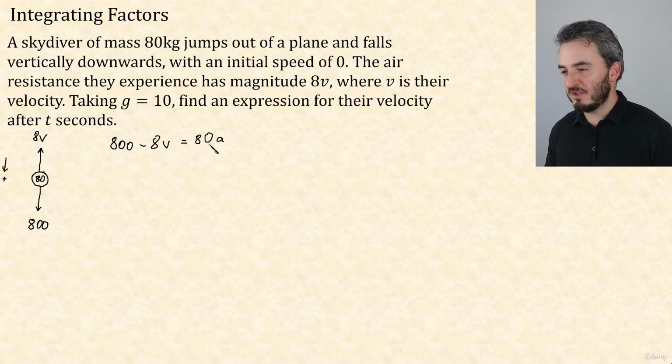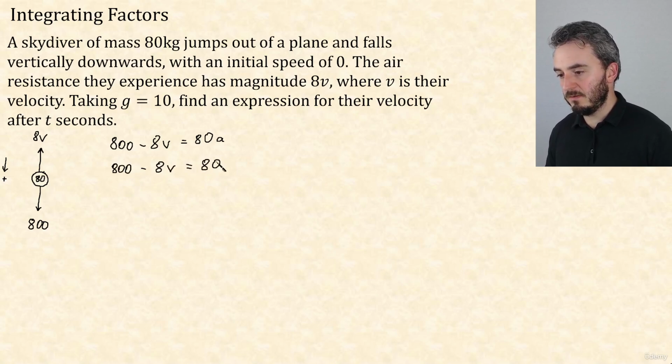So where's the differential equation here? Well, the differential equation arises because acceleration is the derivative of velocity with respect to time. So what we have is 800 minus 8v equals 80 dv by dt.